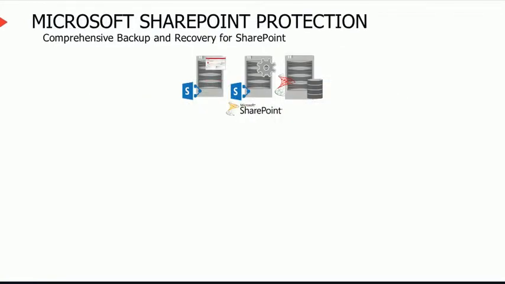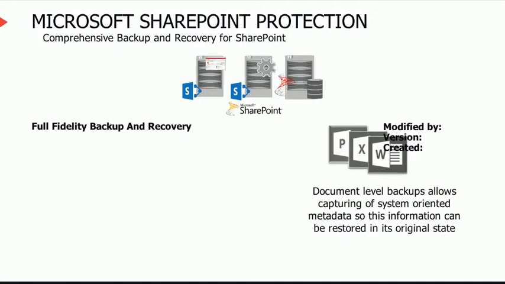Here are some of the key capabilities provided with CommVault software SharePoint protection. Full fidelity backup and recovery refers to the capability with document-level backups that allows the capture of system-oriented metadata based on parameters such as modified by or version information, so that this backed up information can be brought back in the state it was at the time of the backup.